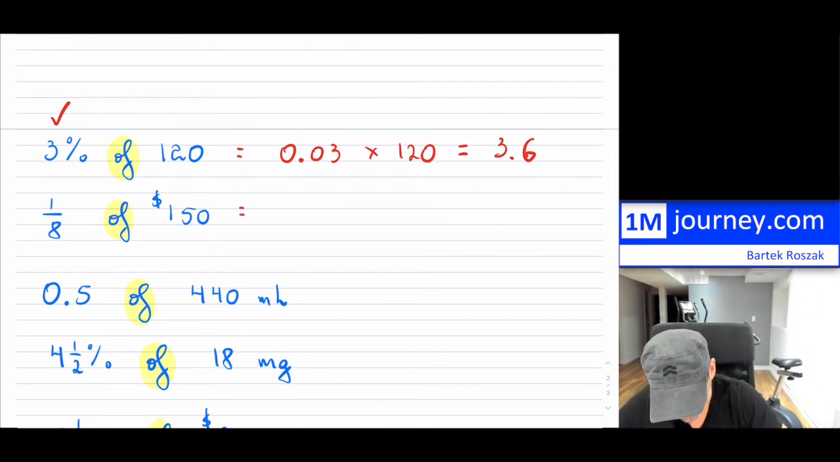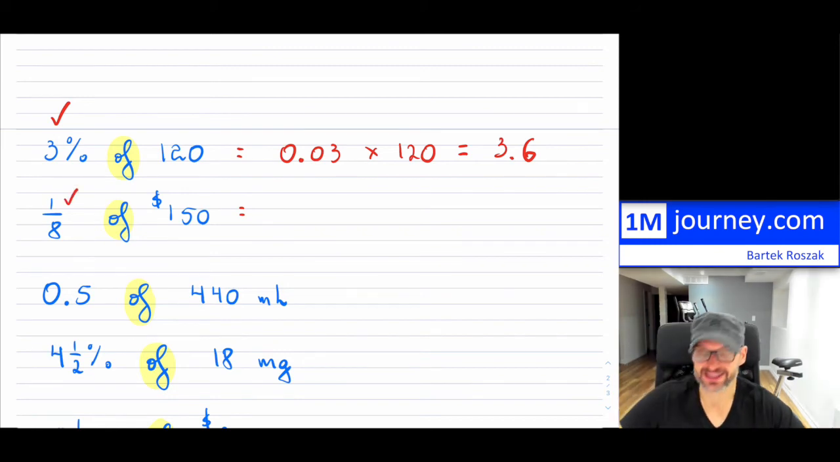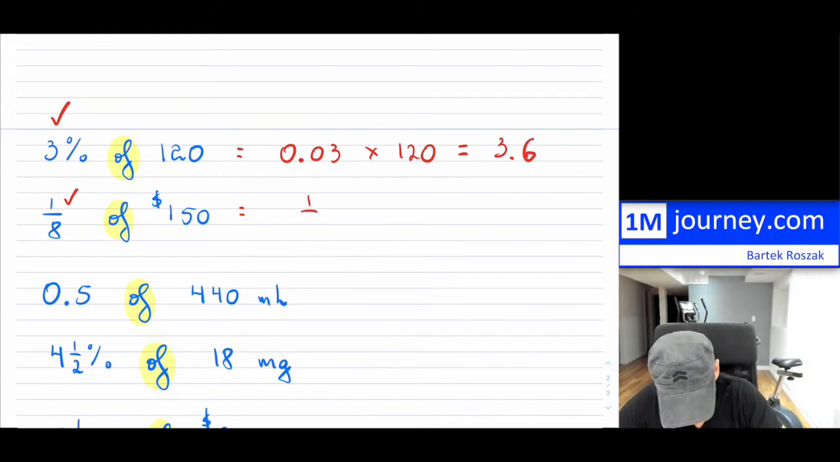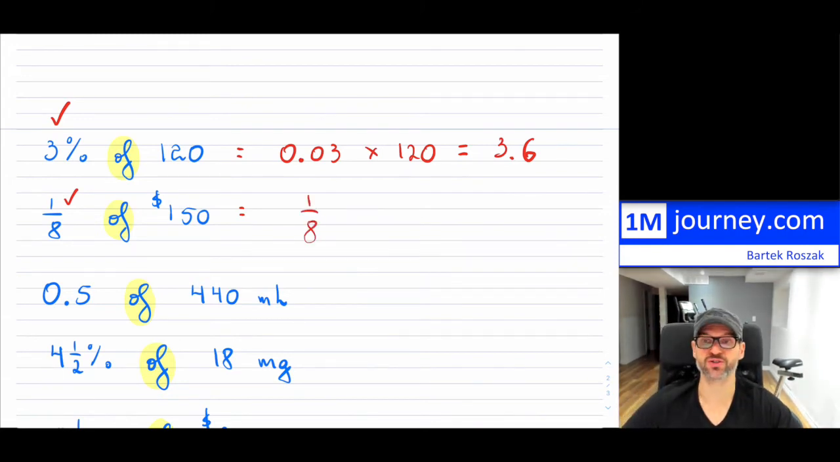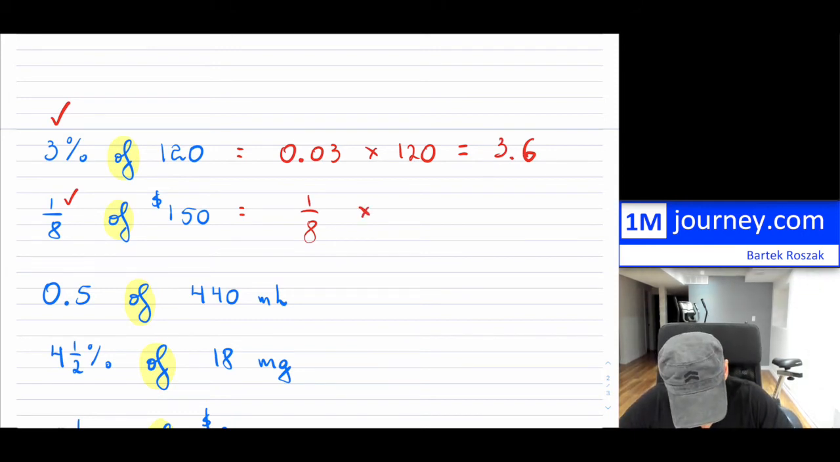Now the second one, this one is not a percent, it's already in fraction form. So you don't have to do anything. You can just keep it as 1/8, or you can change it to a decimal, which would be 1 divided by 8. And that would have been 0.125. You can check. And then all you do is you multiply it. Now in this case, we're talking about money. So what would I do?